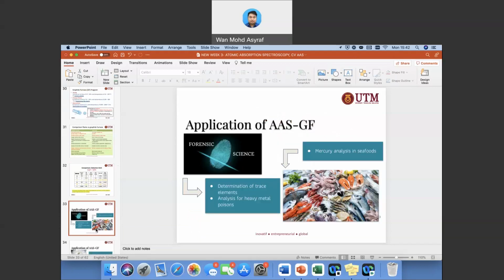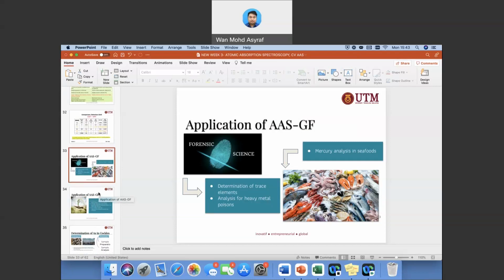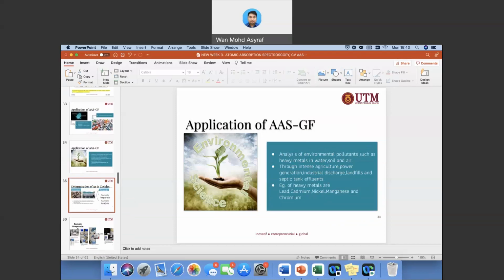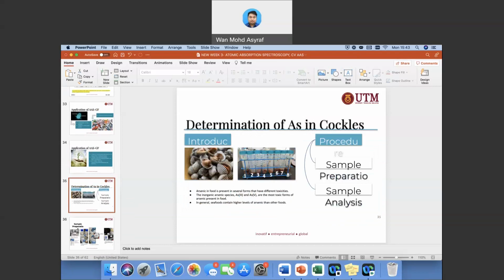Okay, so the application of atomic absorption spectroscopy with graphite furnace: you will be able to analyze mercury in seafood. You will be able to determine trace elements or analyze heavy metals, or even use it in forensic science as well. Okay, so the determination of arsenic in cockles is one example of an application for AAS.